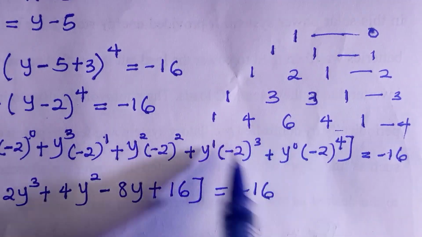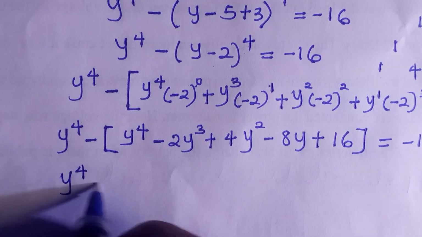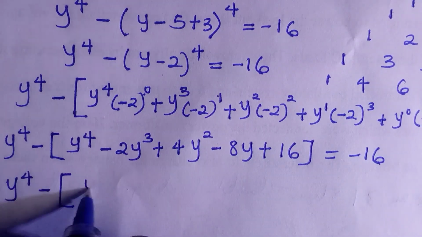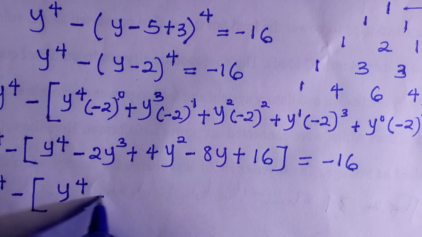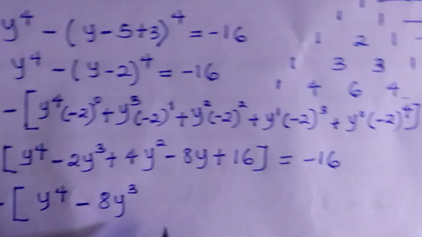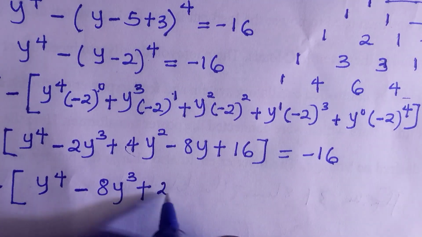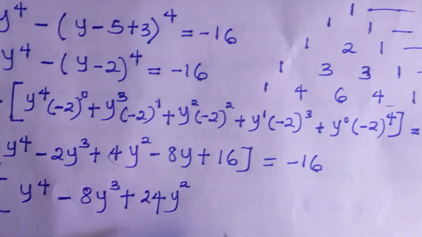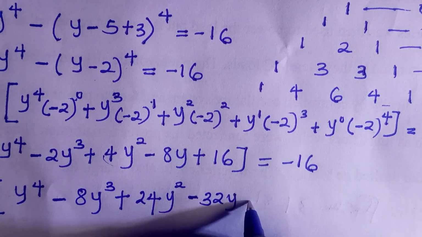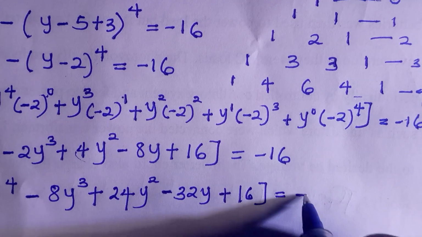Alright, so we are going to apply the last one with the power of 4, and we start placing it. Here we have y raised to the power 4 minus. The first term here has 1 as the coefficient, so we place it. Here we have y raised to the power 4 minus. The second term has coefficient of 4, we multiply it, that is 8, y raised to the power 3. Followed by the next term, which is 6 multiplied by 4, that is 24, y raised to the power of 2. Then minus, the fourth term is 32y, plus the last term, which is 1, and 1 multiplied by 16 is 16. Everything equals negative 16.